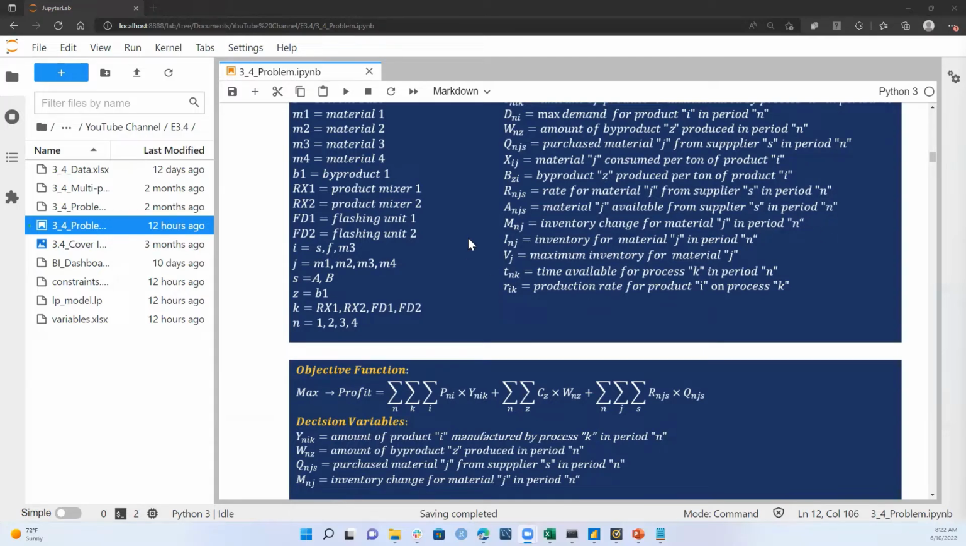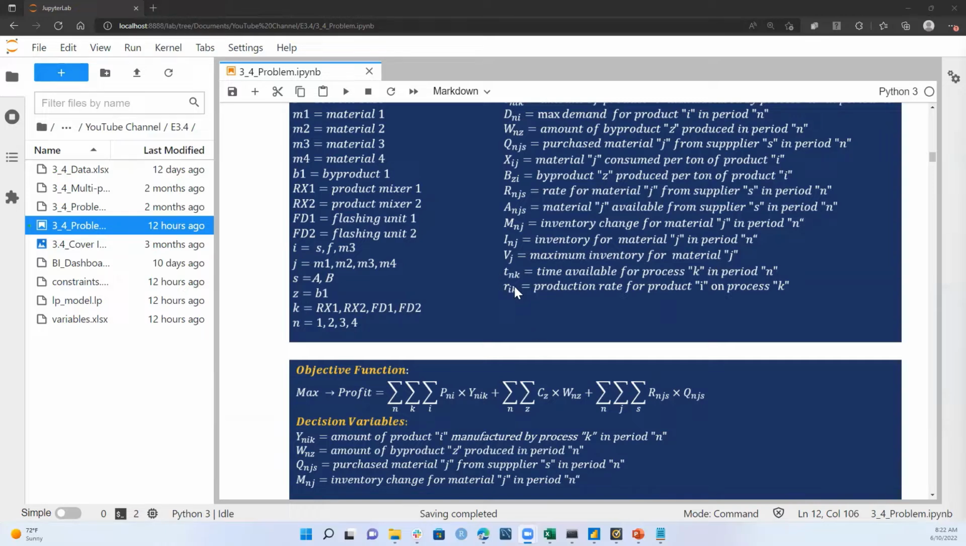M sub Nj is going to represent the inventory change for material J in period N. So this is a newer variable. M sub Nj is now going to represent whether we build or draw a specific material from inventory in a given period. I sub Nj is new, and it's going to represent the actual inventory level for material J in period N. And V sub J is also new, and it is going to represent the maximum inventory for material J. So the maximum allowable inventory we can have on site and stored in a tank at any given period. So this limit here, or this bound, is time invariant.